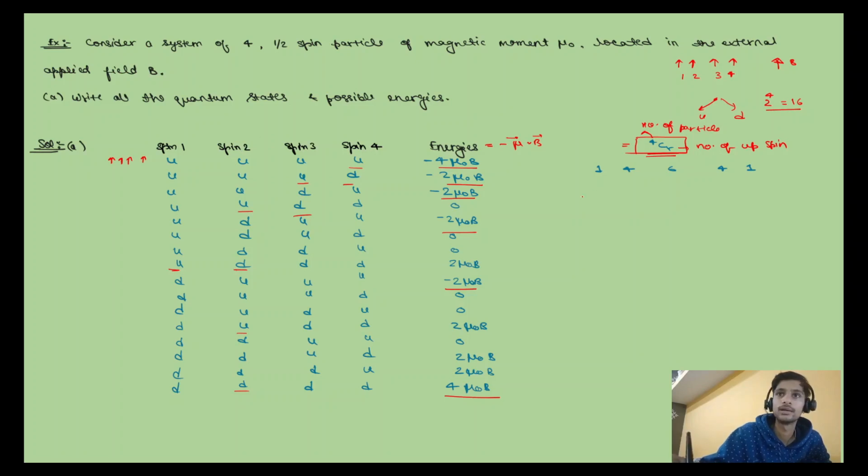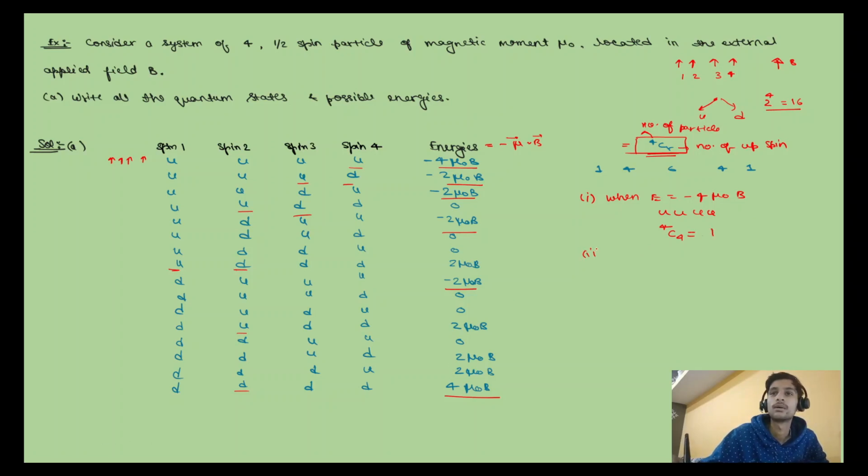Here let's try to see this by example. When energy is equal to minus 4 mu naught B, then what is the case? So here all the particles are in up state. So here in how many possible ways can you arrange all these up particles? So you can arrange 4 particles, out of them 4 are in up state. So there will be only one possible way.